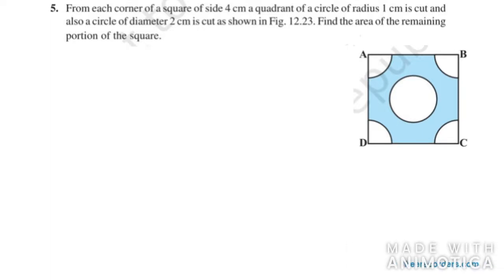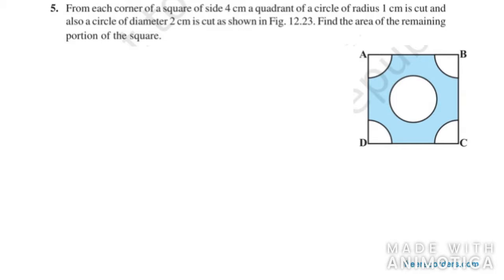Start with exercise 12.3, question number 5. It says from each corner of a square of side 4 cm, a quadrant of a circle of radius 1 cm is cut. Also, a circle of diameter 2 cm is cut as shown in figure 12.23. Find the area of the remaining portion of the square.